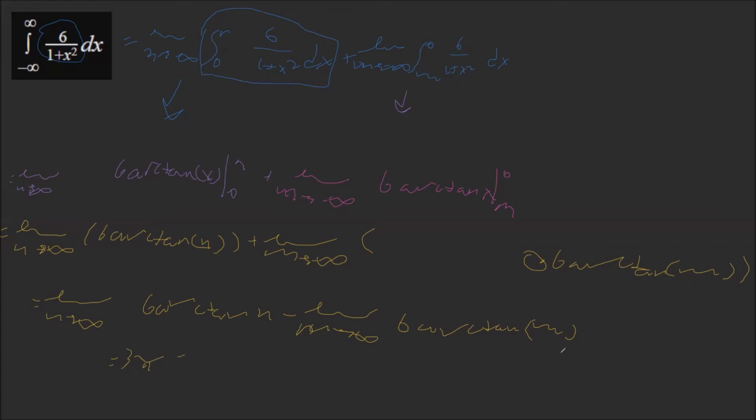Now, the limit as m approaches negative infinity of 6 arctan m can roughly be represented as 6 arctan negative infinity. 6 arctan negative infinity is 6 times negative pi over 2. And so what we're doing now is taking the difference between 3 pi and negative 3 pi, and we end up with 6 pi. So the integral from negative infinity to infinity of 6 over 1 plus x squared dx can be represented as 6 pi. That is it for practice problem 1.